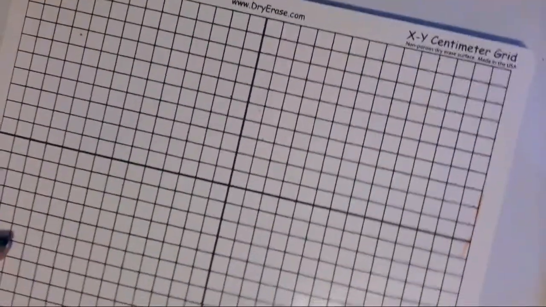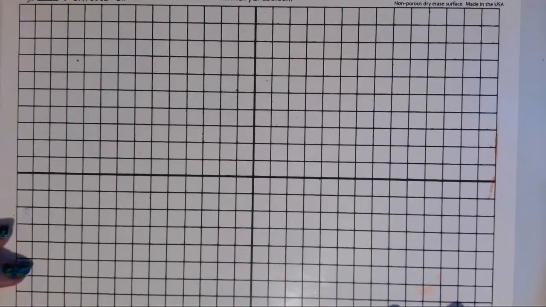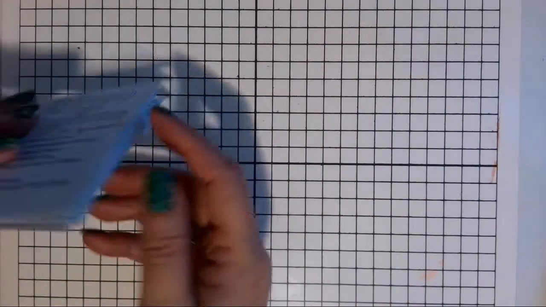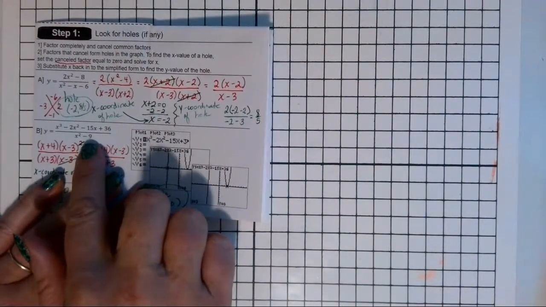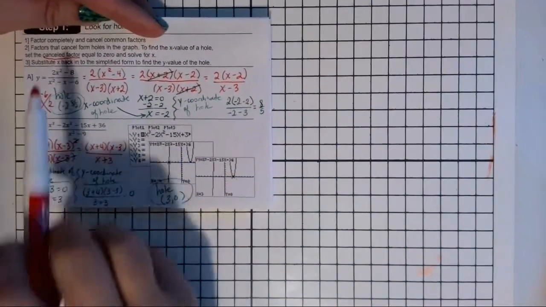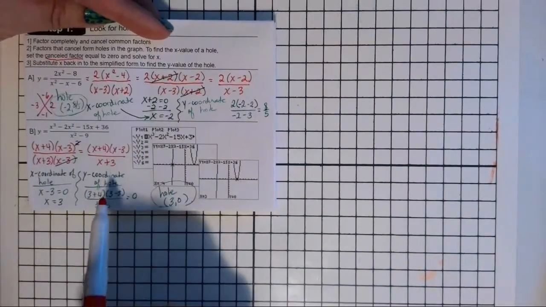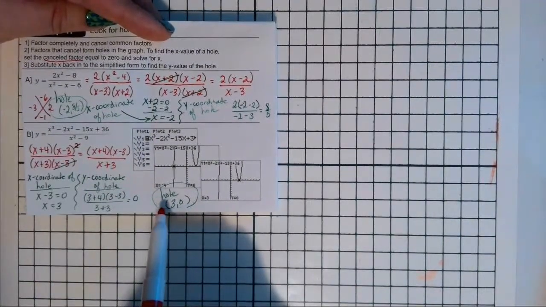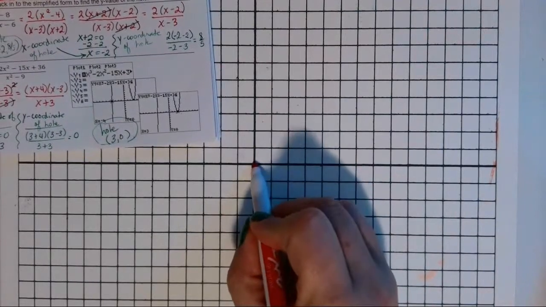Okay, now we're going to need some graph paper, or I'm going to use a dry erase board here in order to graph our problem B that we've been following through the notes. So in step number 1, we found that problem B had a hole at (3, 0). So here's my origin.